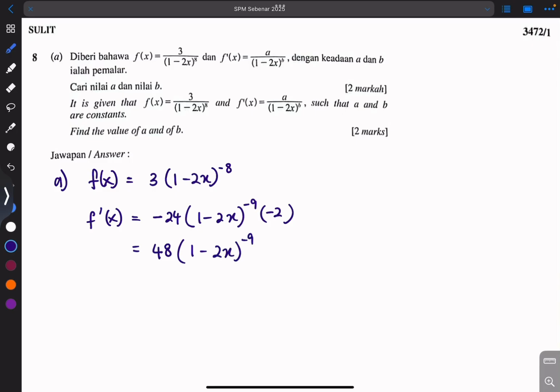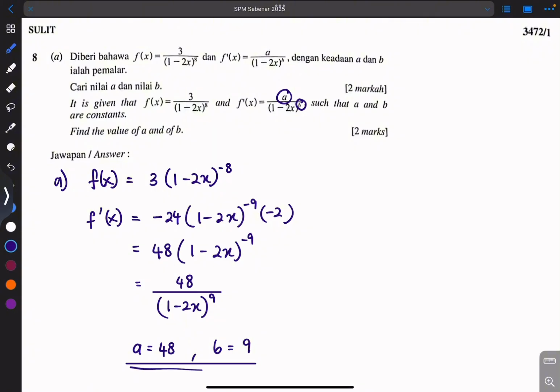negative 9. Since this is negative 9, we want it in this form, we can push this down. So it will become 48 over 1 minus 2x power 9. So from here, our a will be 48 and our b will be 9. Done.